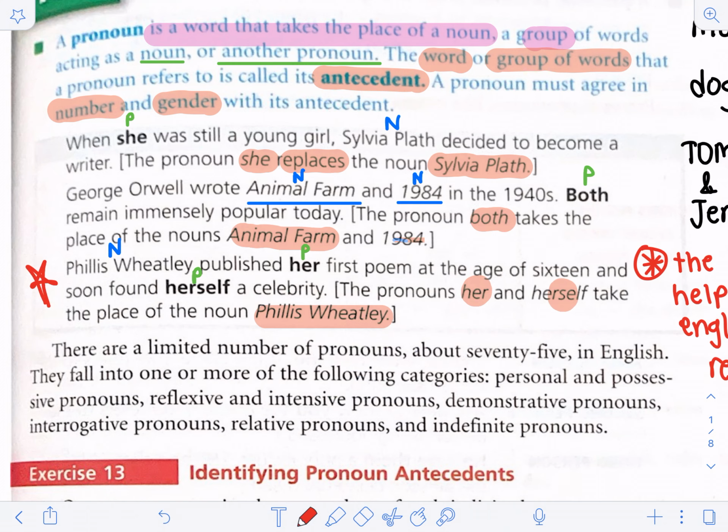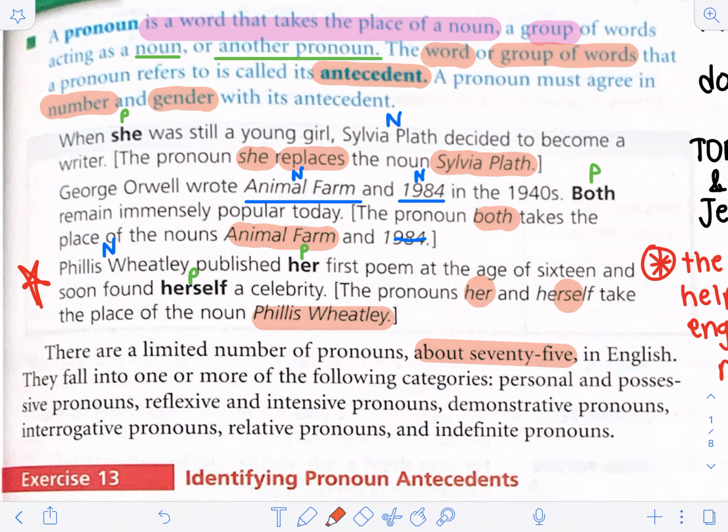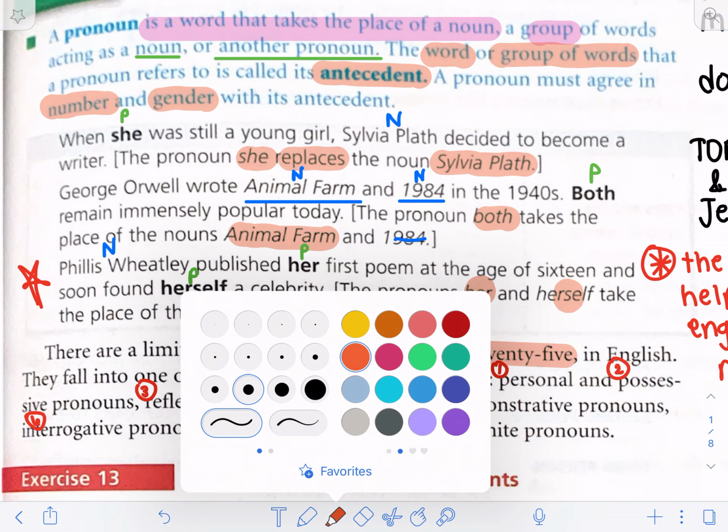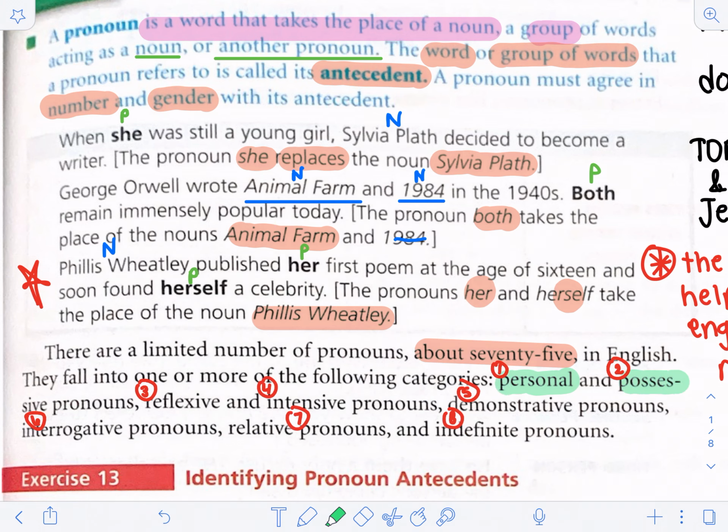And we'll get to the different kinds in a minute. There are a limited number of pronouns. There are 75. They fall into one or more of the following categories. We're going to number in red. We're going to learn about number one today, personal. Number two, possessive, reflexive, and intensive. Next grammar packet, we'll go over demonstrative, interrogative, relative, and indefinite. So the four that we're learning today, I'm just going to mark them.